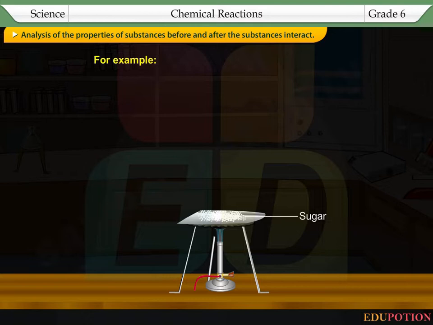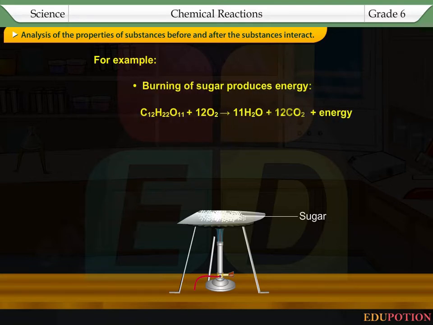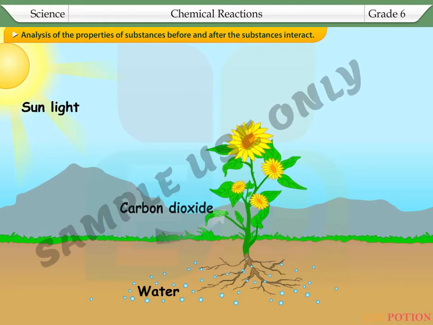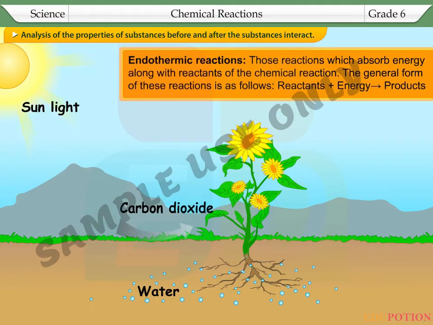For example, the burning of sugar produces energy. C12H22O11 plus 12O2 gives 11H2O plus 12CO2. Also, the burning of coal produces heat. Next are the endothermic reactions.